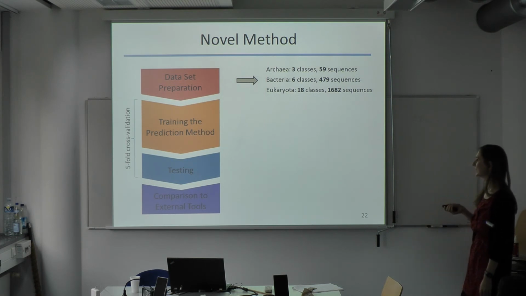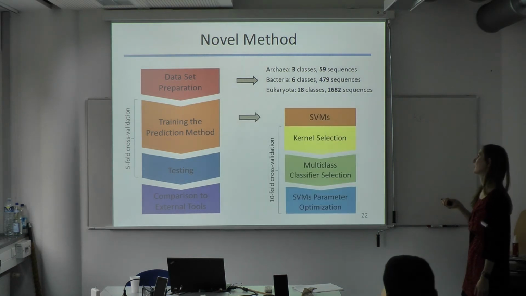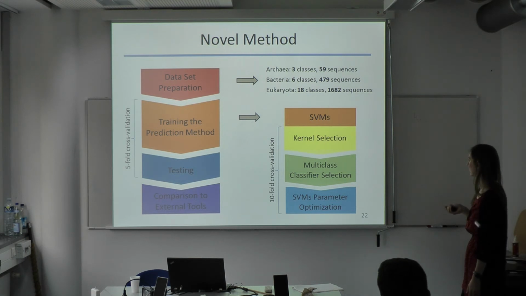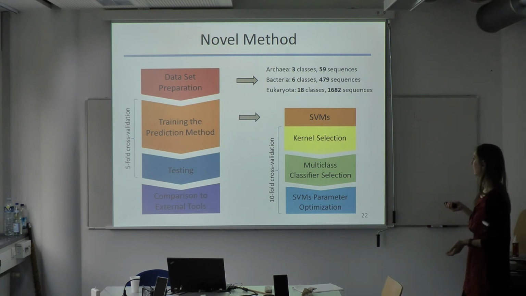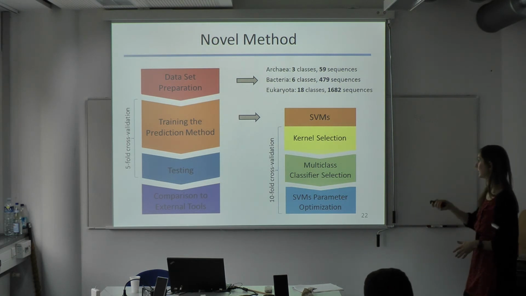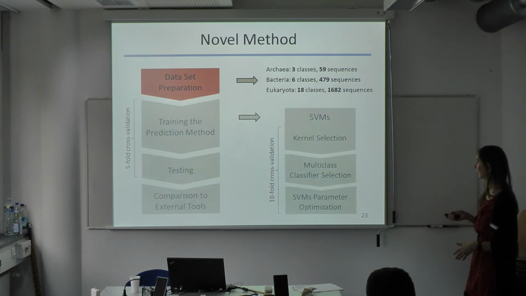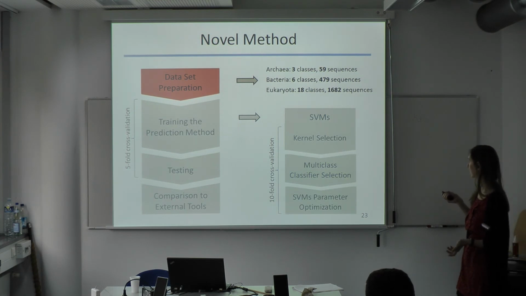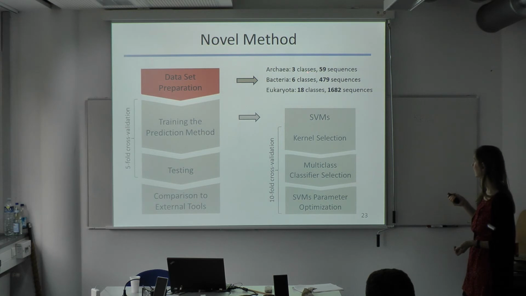The hardest part is to train the prediction method, because there are different machine learning methods, and each method works with different kernels, say, and so on. They have their own parameters that you have to optimize. So this step is very, very heavy. But the first step was to prepare the data set. For archaea, my data set had 3 classes, for bacteria 6, and for eukaryotes 18.